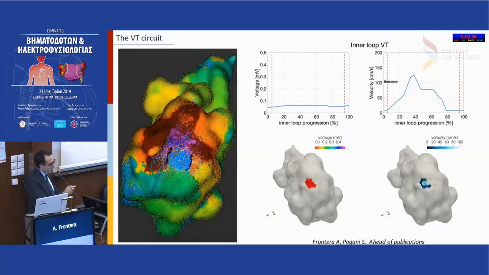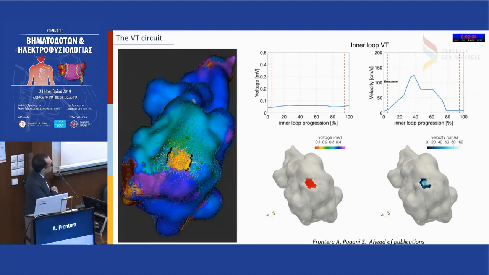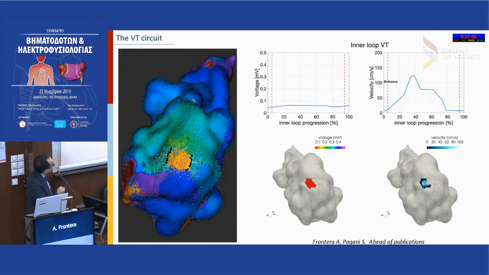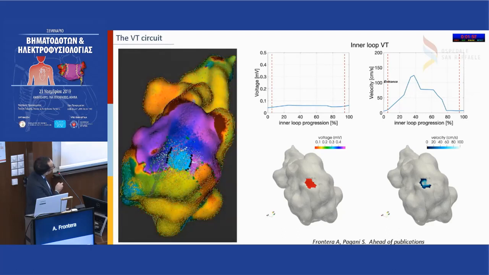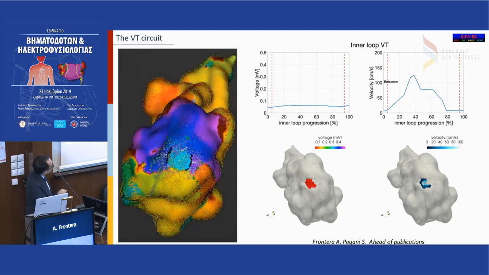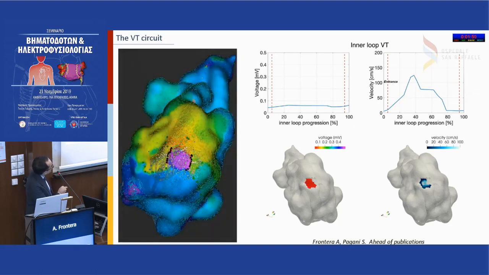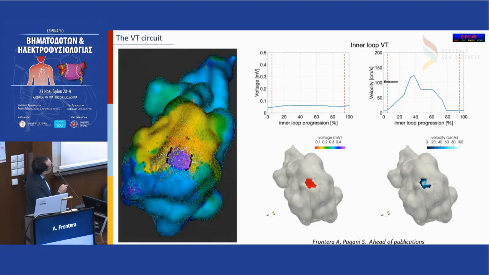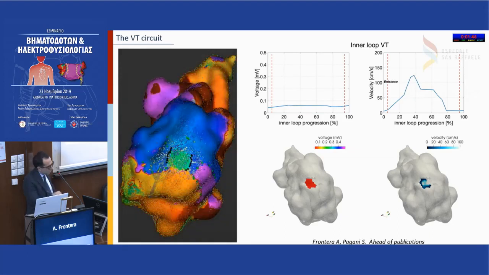And so we are exporting our map to MATLAB, which is our engineering software, and we are asking it to characterize the velocity of conduction. So here you see this is the inner loop. At the entrance it is going very slow, then the speed increases and then it goes slow again.